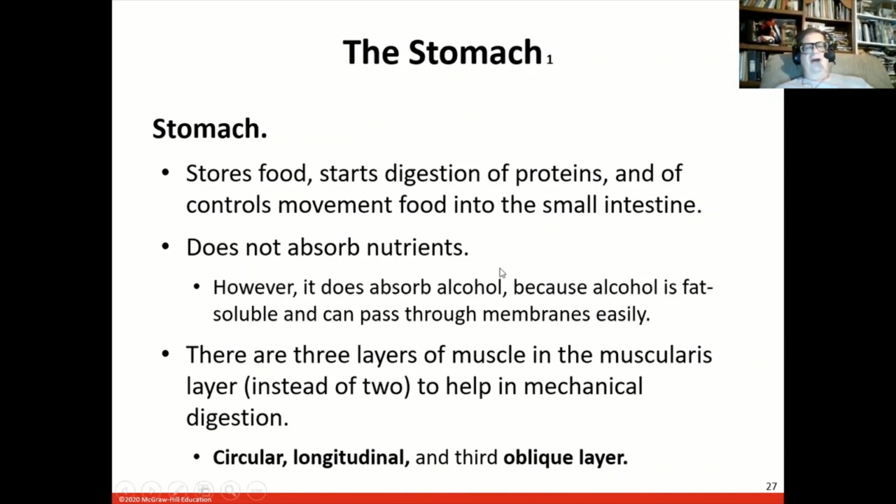It does absorb alcohol because alcohol is fat soluble and it passes through the membranes easily. Believe it or not, it can pick up water too, even though the book's not listing that. And instead of the normal 2 layers, it's got 3 layers: a circular layer, a longitudinal layer, and an oblique layer. So we got that.